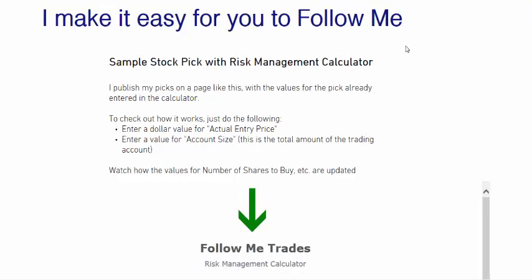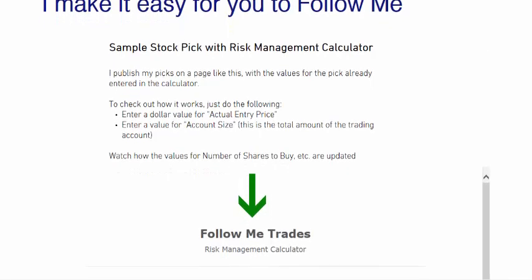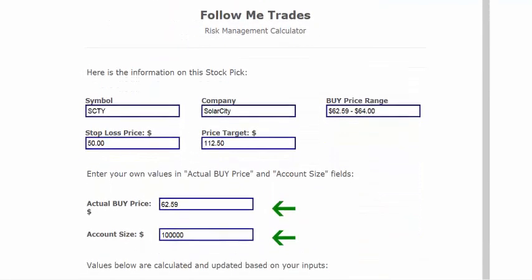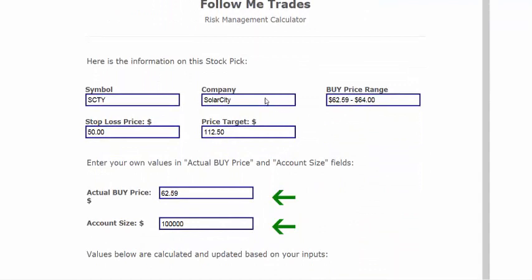So here's what a page looks like when you get a stock pick from me. And again, I really try to make this easy. I put a lot of work into this, so I hope you guys use this functionality on my website. Here's what a pick would look like. It's on this embedded form. I give you the symbol, the company, the buy price range, so legitimate entry anywhere within, for this one, $62.59 to $64. I tell you what the stop loss price is and what my price target is, where I expect it to go.